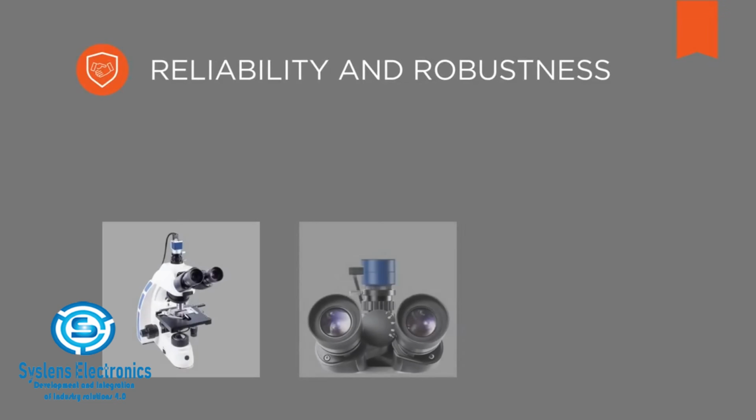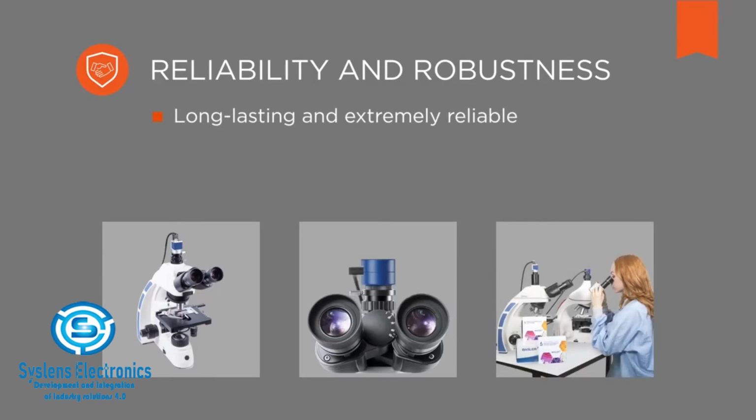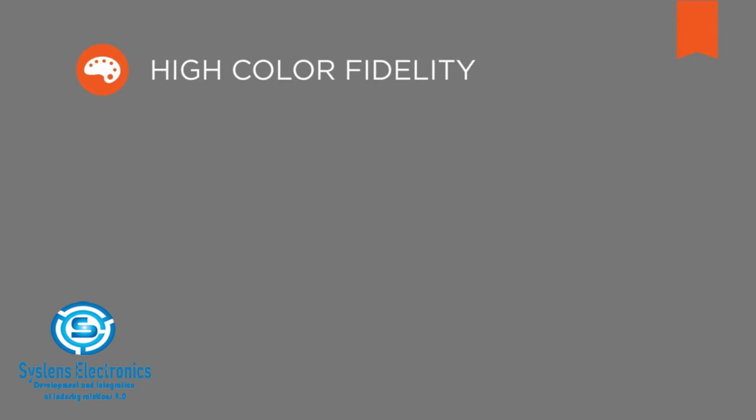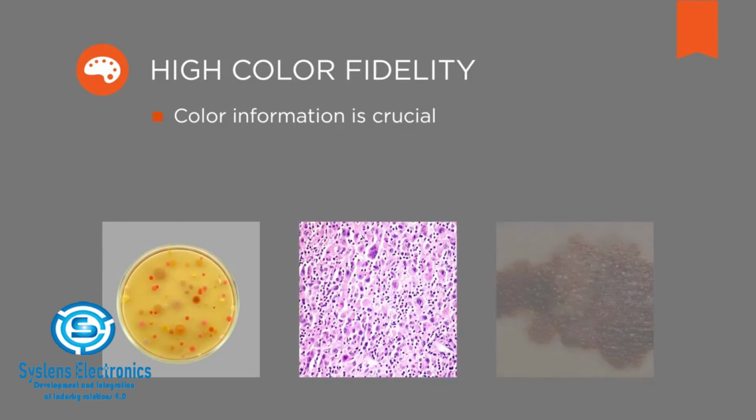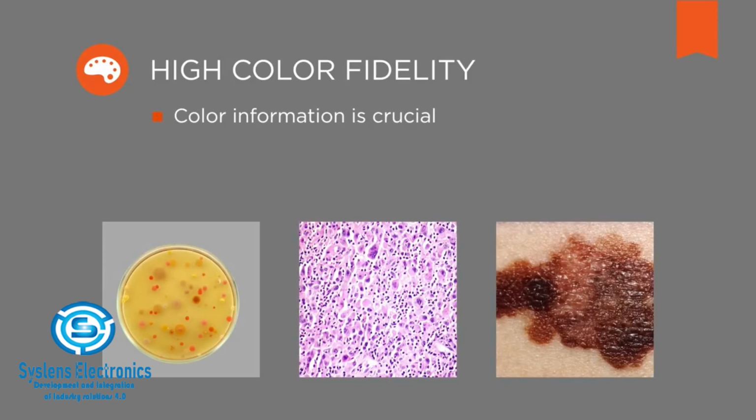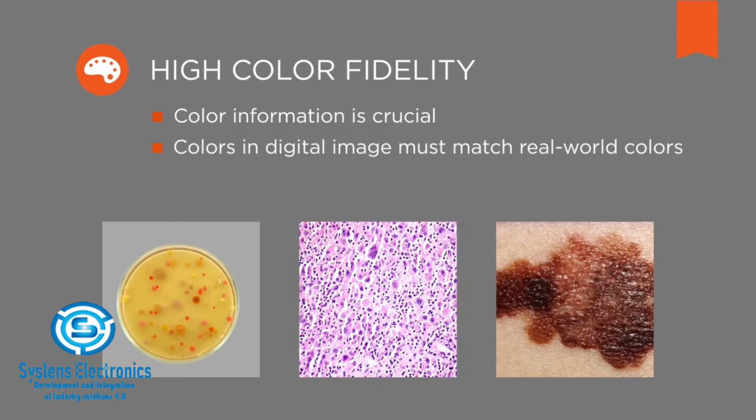Unlike consumer cameras, industrial cameras must provide a long service life and be extremely reliable. They also need to be produced under certain industry-adopted ISO standards to fulfill the requirements of medical device manufacturers. Since in many cases a diagnosis is directly based on color information, the camera must be highly accurate and project real-world colors into the digital image. In other words, the color that the clinician sees on the monitor must be the same color that is present in the diagnostic region of interest in the real world.